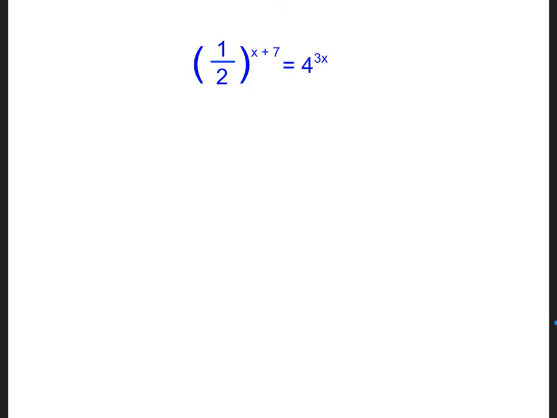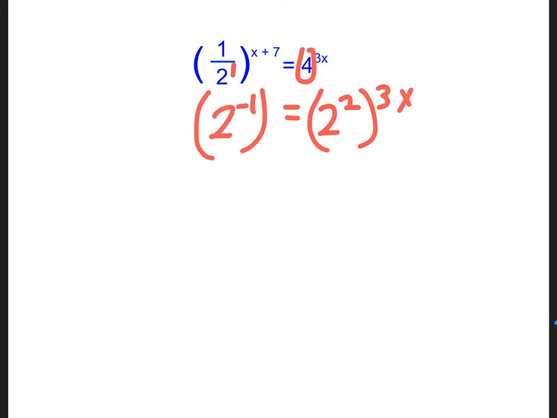All right, my next problem, we have (1/2) to the power of x plus 7 equals 4 to the power of 3x. Now right off the bat, I see that 4, and I know I can rewrite it in terms of 2. I know this is the same as 2 squared, that gives me 4, and then you have that 3x on the outside. And I see 1 over 2. Remember, to move my 2 to the top, this has a positive 1 by it. I need a negative 1. So I have 2 to the power of negative 1, and then we have x plus 7.